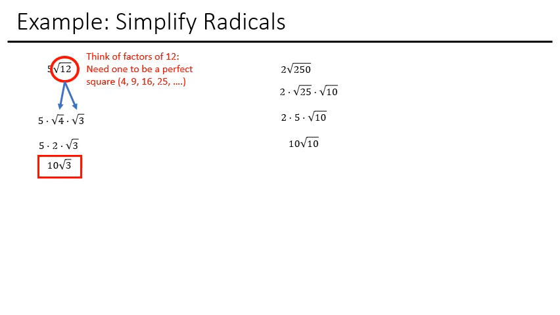Now let's think about factors of 10. So I know that there's only 1, 2, 5, and 10. And none of those are perfect squares. So I cannot simplify the square root of 10 anymore. And so this is actually your final answer. All right, let's simplify a few more expressions.